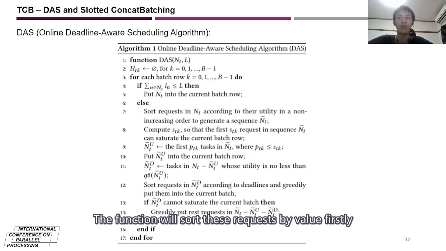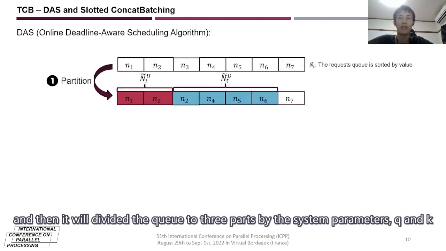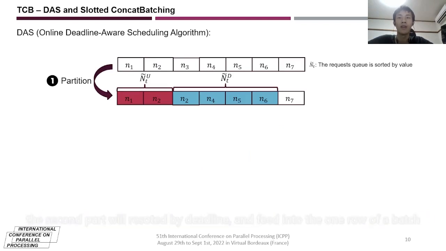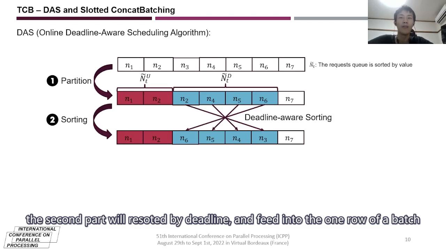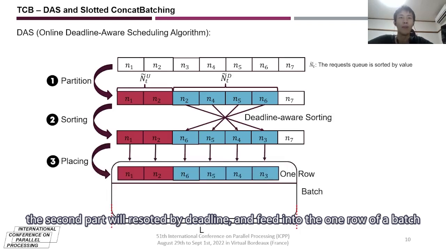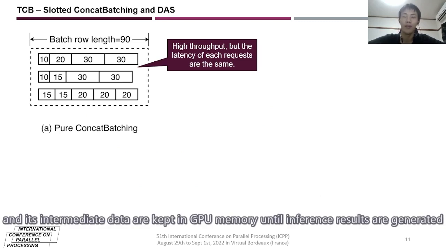The function will sort the requests by value first, and then divide the queue into 3 parts by the system parameters Q and K. The second part will be re-sorted by deadline and fit into one row of a batch. During inference, a batch, with or without request concatenation, and its intermediate data are kept in GPU memory until inference results are generated.